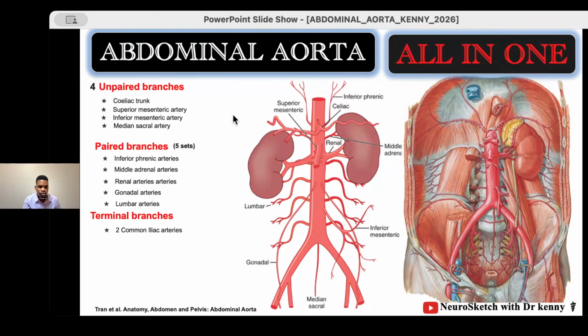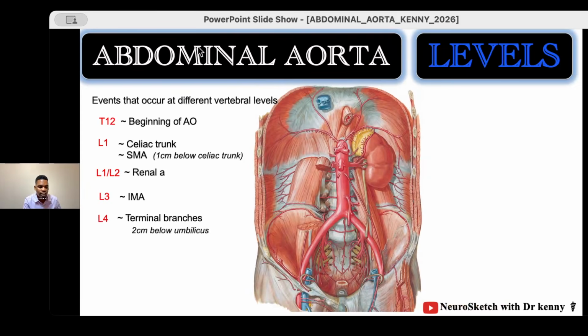Now we have a lot of events of the abdominal aorta that occur at different vertebral levels. For example, we have said the abdominal aorta enters the abdomen at the level of T12, and so T12 marks the proximal beginning of the abdominal aorta. Then at the approximate level of L1, we have the emerging of the celiac trunk. The celiac trunk emerges from the abdominal aorta at the upper border of L1, and some literature suggests that it's between T12 and L1.